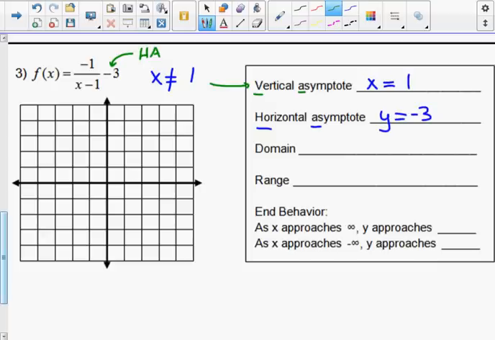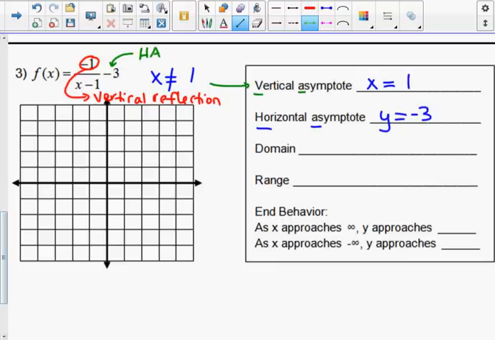Now this graph has an extra feature, and it has this number in front. This is a reflection. So we're going to go up instead of down, and down instead of up.